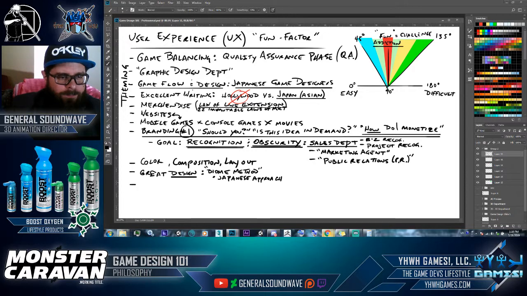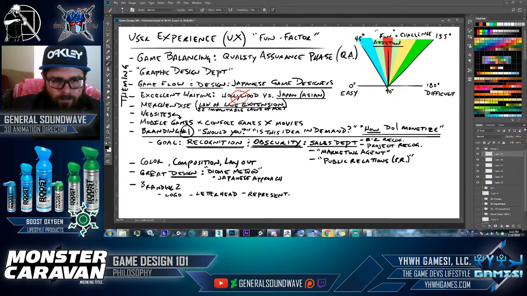Okay, so let's move on. What else can I talk about in this area? Part of your branding. I know I'm jumping around a little bit too much here, so let's just do branding too. I'll reorganize this later. What does branding consist of? It's your logo, your letterhead, your representation, your company policy and bylaws.